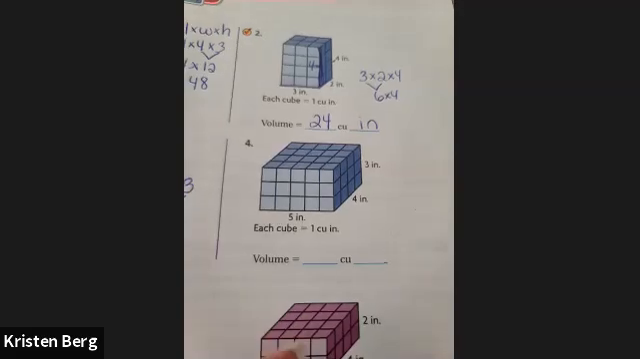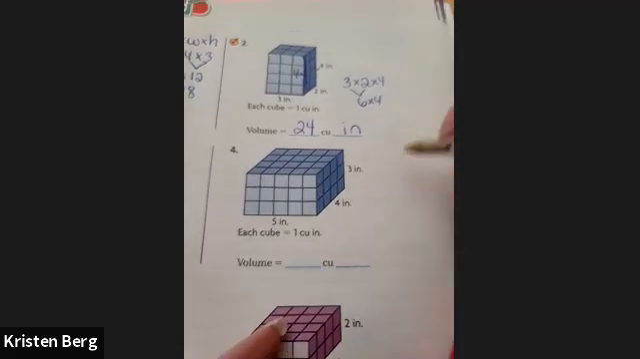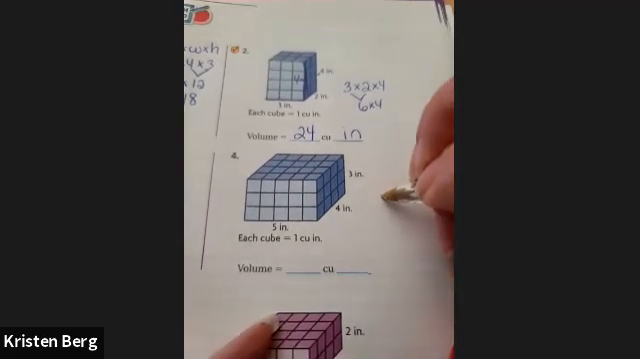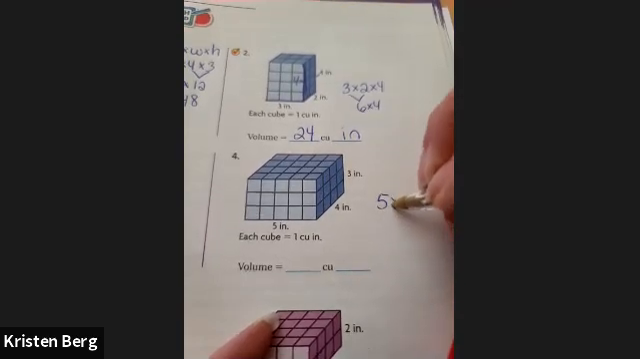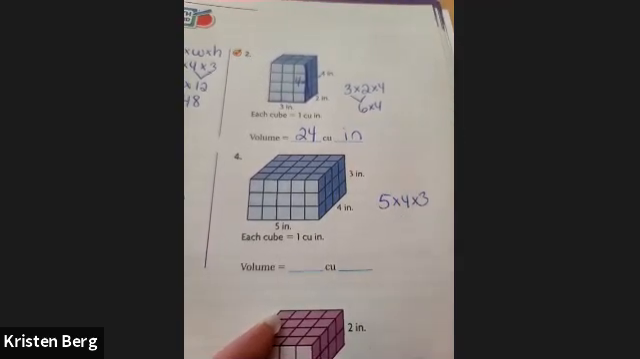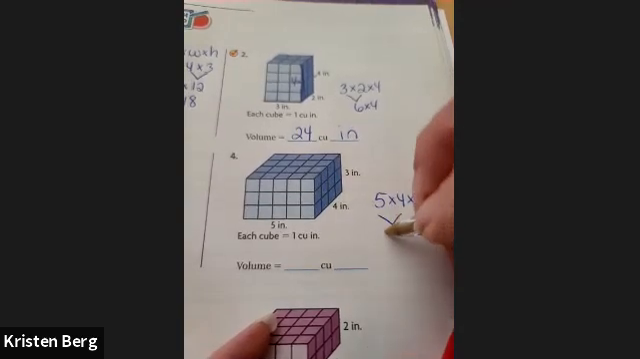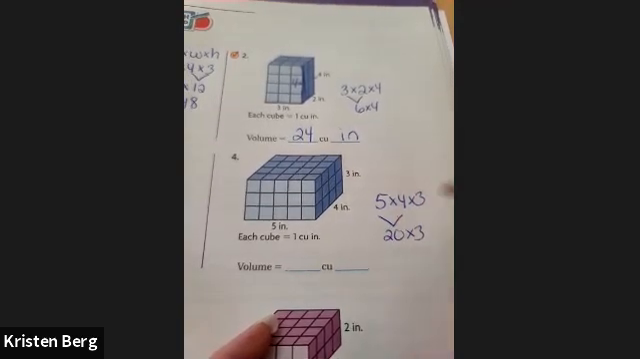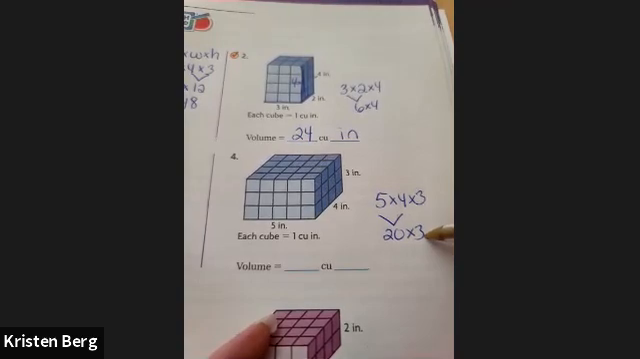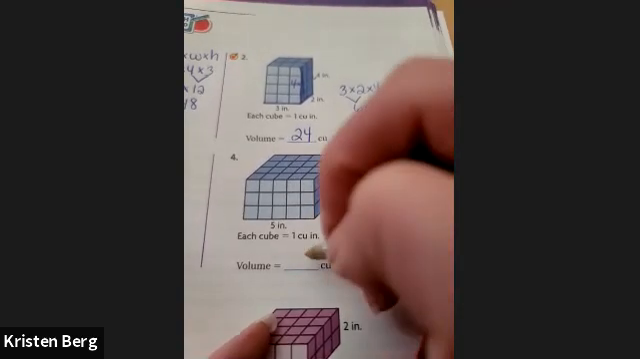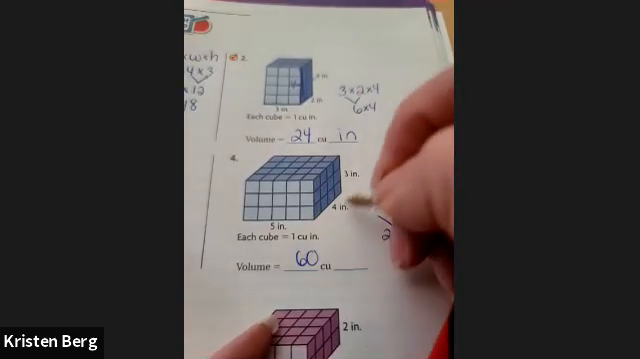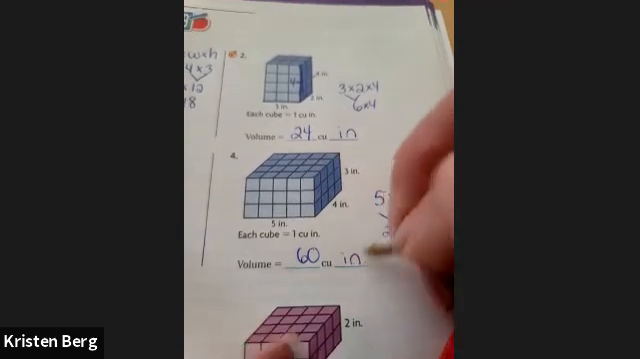This one, you would again do length times width times height. So this is a 5 by 4 by 3. So 5 times 4 is 20 times 3. Well, 20 times 3, 20, 40, and 60. So 60 cubic, and then we're talking about inches.